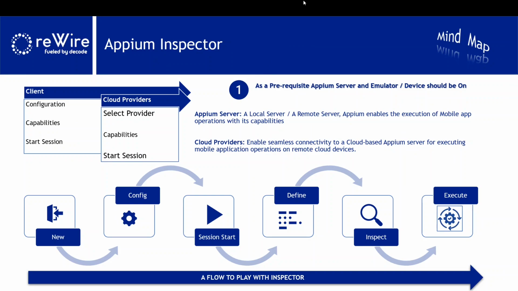So this is the flow that we need to remember when we are working on the Appium Inspector side. New, configure, start session, define, inspect, and execute. This is the flow of play with the inspector. In any of the flow, if you're not following it, you will definitely get an error. So this is about the Appium Inspector interface.